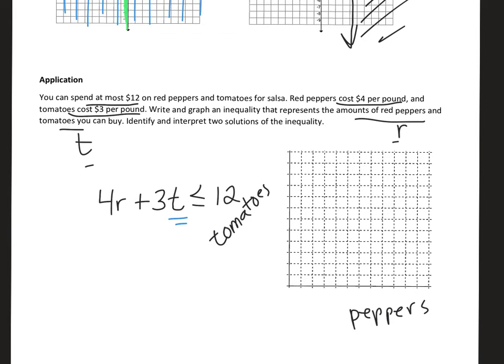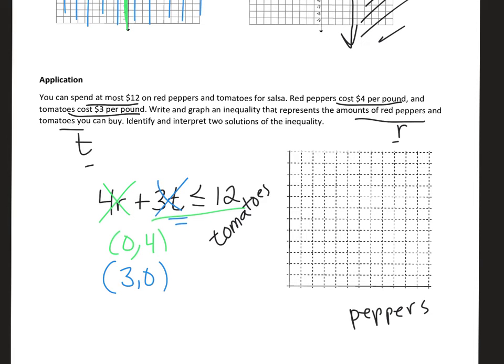This is also one that you can graph using R and T intercepts. I'm going to use intercepts. When I find the R intercept where it crosses the R axis, I'm going to set t equal to 0. In that case, I'll get R is 3. So one ordered pair is going to be 3, 0. And then if I set R equal to 0 and solve this, t will be 4.